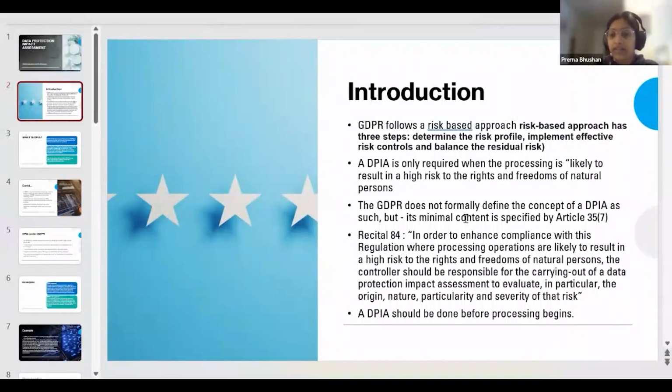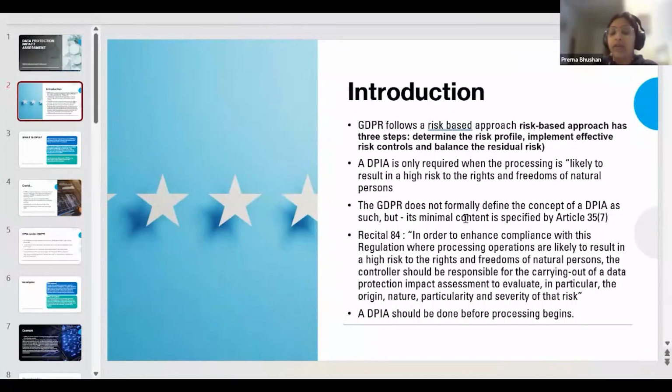The GDPR formally doesn't define the concept of DPIA, but there are certain measures that it has given, and we will read about it in the later slides. But it somewhere talks about it, that these are the important things you must have, or these are the basic things you must have when you're making a data protection impact assessment. Like recital 84 says that in order to enhance compliance with this regulation, GDPR here, so in order to enhance compliance with GDPR, where processing operations are likely to result in high risk. So the first part is you do a DPIA to ensure enhanced compliance with GDPR.